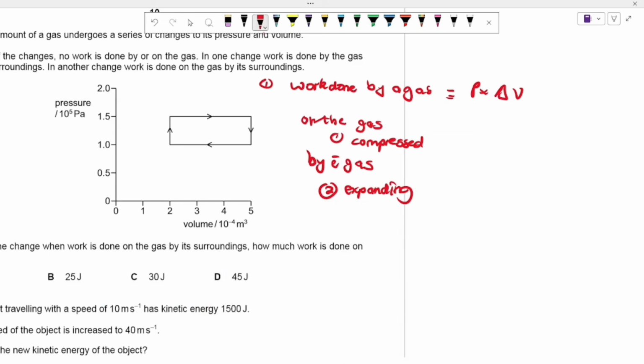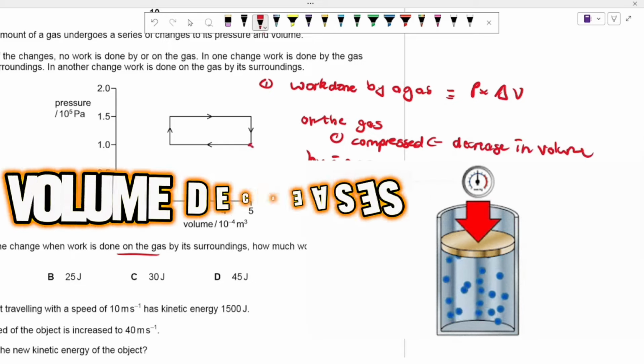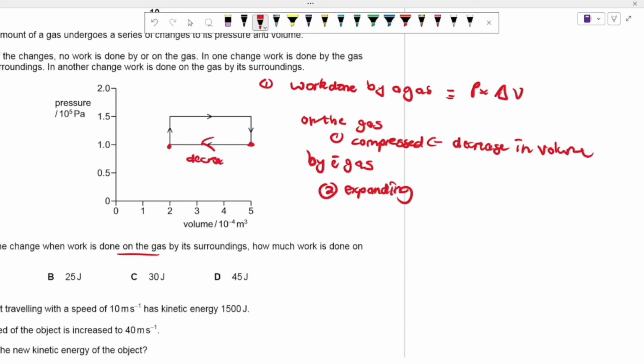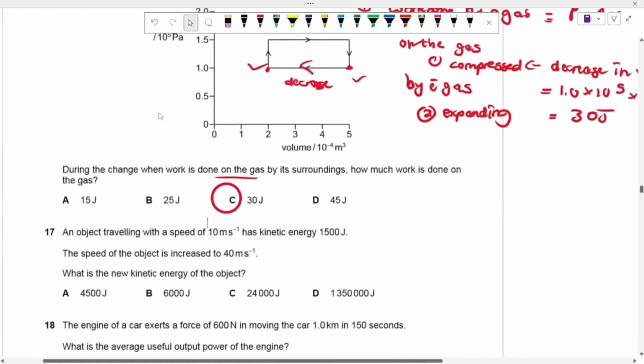So in this case, work is done on the gas from the question, which means that it's being compressed. In other words, we have a decrease in volume. Here we had 5, but here we have 2, and the arrow points here, which symbolizes a decrease in volume. I started with 5, I ended up with 2. So my pressure, 1.0 times 10 to the power of 5, times my change in volume, which is 5 minus 2 times 10 to the power of negative 4, gives me 30 joules. The answer is C. Very important for you to be thinking of that.